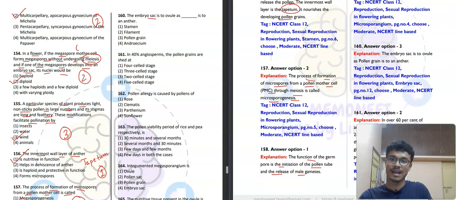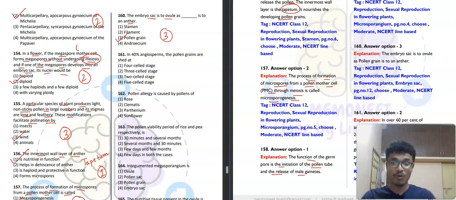The embryo sac is to ovule as dash is to anther. So you need to compare an analogy. Options: stamen, filament, pollen grain or endothecium. So basically pollen grain will be your correct answer for this question. Embryo sac to ovule and pollen grain to anther.